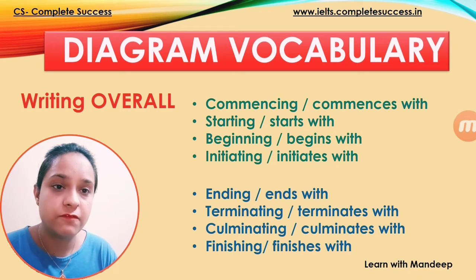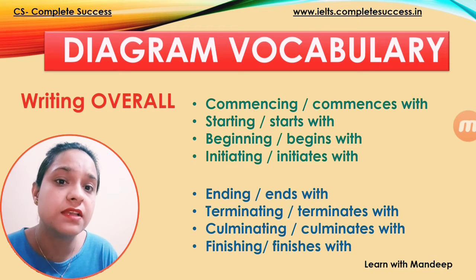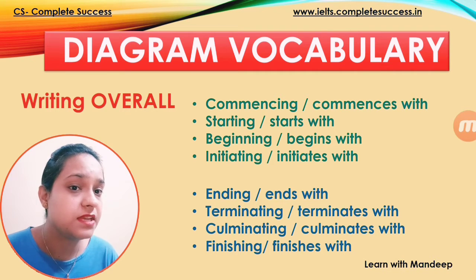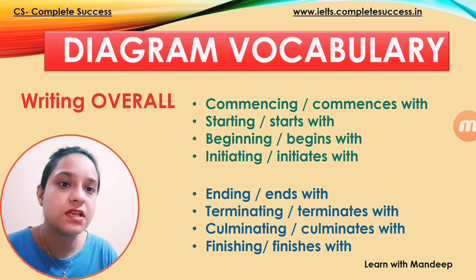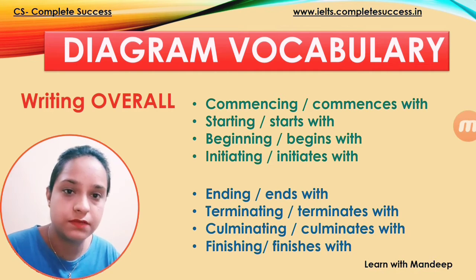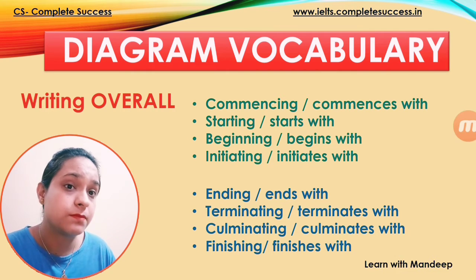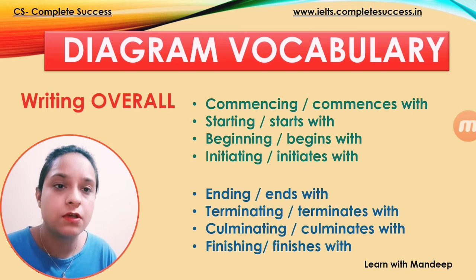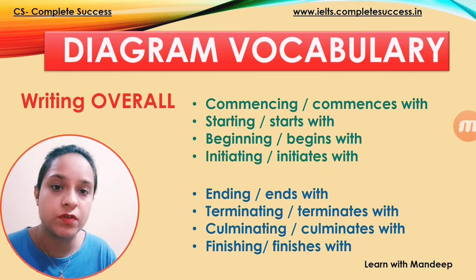But what you have to make sure is that if you are using the starting step in continuous form, then mention the last step in continuous form as well. Like there are 7 steps in the process, commencing with the first step and culminating with the last step. Commencing with, culminating with. Or you can say that starts with or terminates with. Use the same form. That will be the overall.